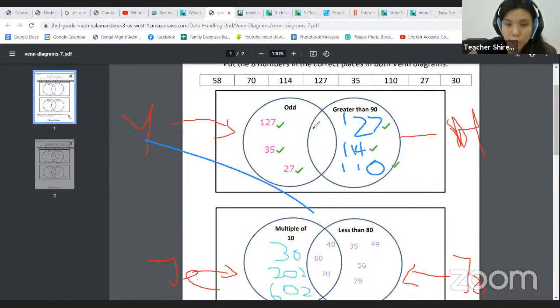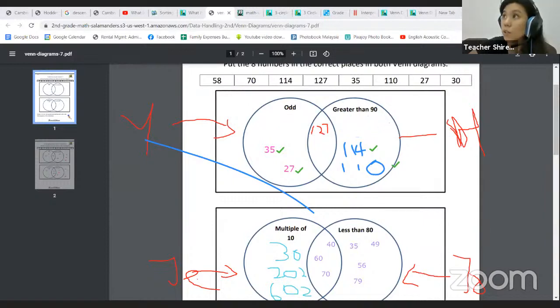So very good. So we have 1, 2, 7. Okay. 58. Why is it not here? 58. Okay. So now let's see a little bit. Okay, so here let's erase and let's erase.